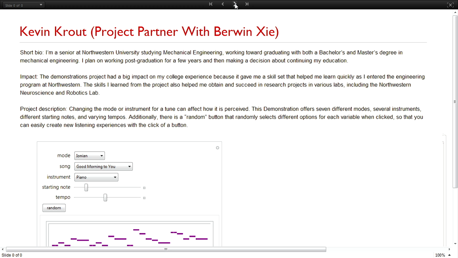And I've used MATLAB ever since then in a variety of high-level engineering classes and research projects. Most recently, I've been working in the Northwestern Neuroscience and Robotics Lab and doing a lot of analyzing data using programming, and I really think this was a huge experience for me that I really liked. I will explain my project after Berwin talks, since we worked on this together.